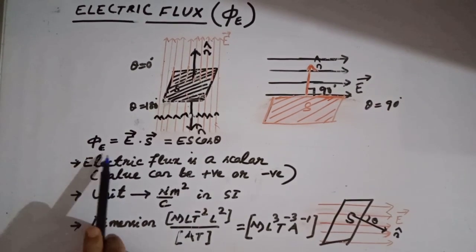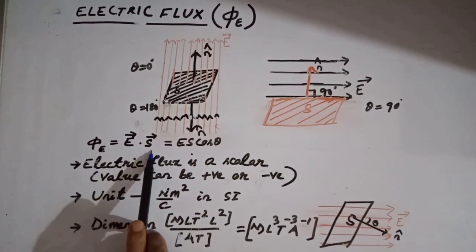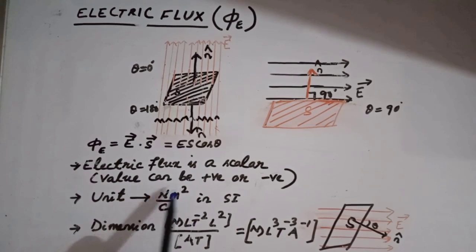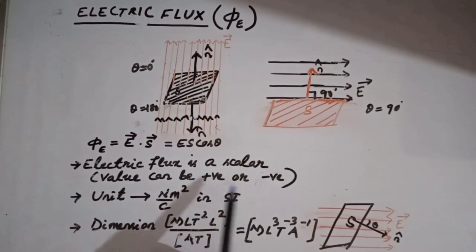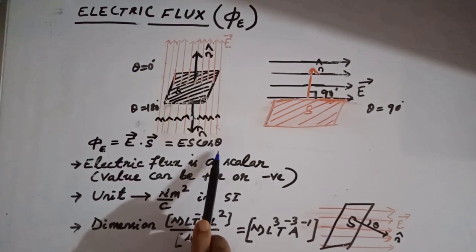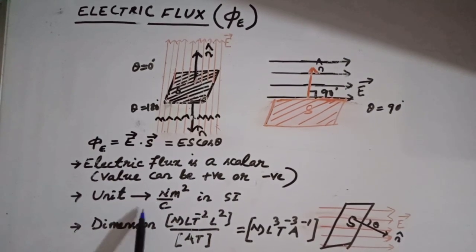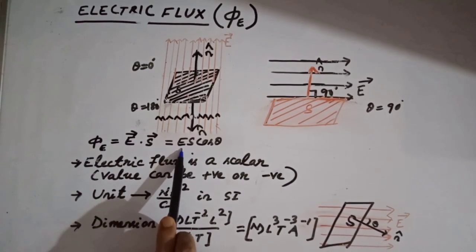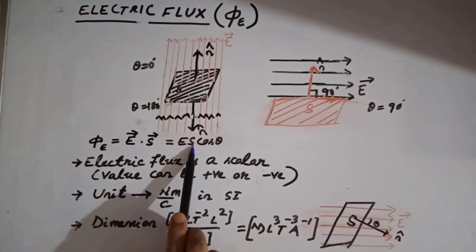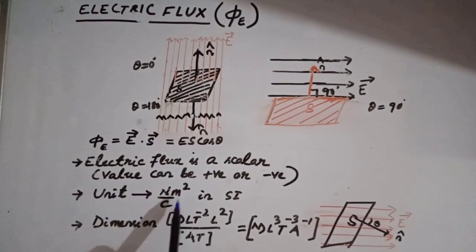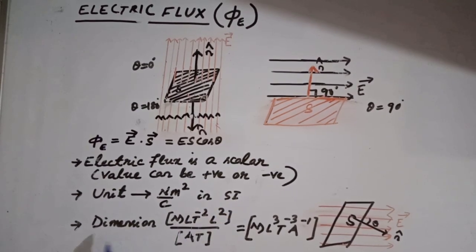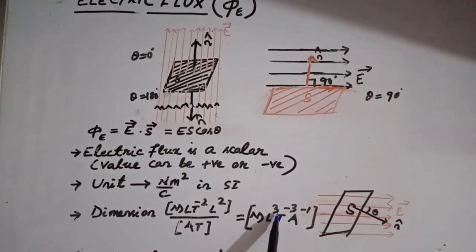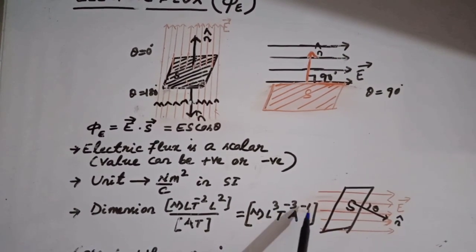Electric flux is the dot product of electric field and area vector. Thus electric flux is a scalar, but its value can be positive or negative depending upon the value of cos theta. The unit of electric flux is Newton meter square by Coulomb. Since the unit of electric field is Newton by Coulomb and area is meter square, the unit is Newton meter square by Coulomb in SI. Accordingly, the dimensional formula of flux is M L to the power 3 T to the power minus 3 A to the power minus 1.